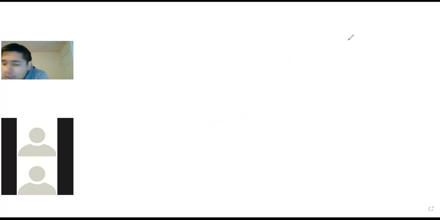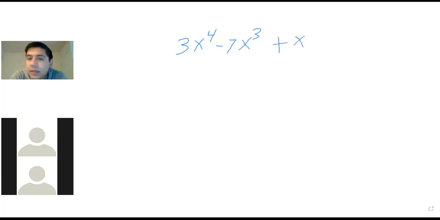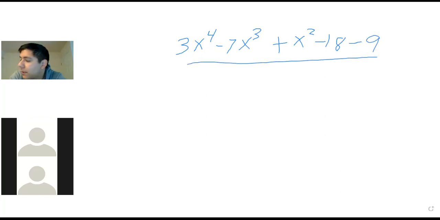So let's do another example, just so we can have a couple different ones. We have 3x to the power of 4 minus 7x to the power of 3 plus x squared minus 18x minus 9. And all of that is going to be divided by x minus 3.